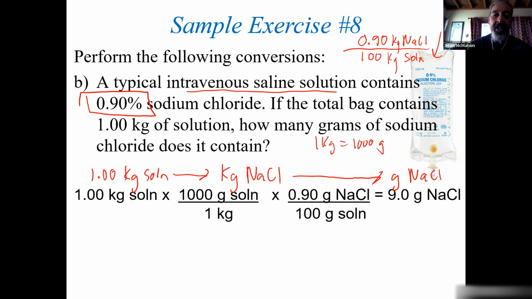Here's another way. What I did is I converted the 1 kilogram first to grams, 1,000, right? So 1 kilogram is 1,000 grams of solution. And then once I had it in grams, I used the same ratio and just said 100 grams of solution gives me 0.9 grams of sodium chloride. And I want 2 sig figs because the percent has 2 sig figs, the leading zero doesn't count. So I get 9.0 grams of sodium chloride. So you can do it that way because kilograms of solution cancel. I have grams of solution, that cancels.